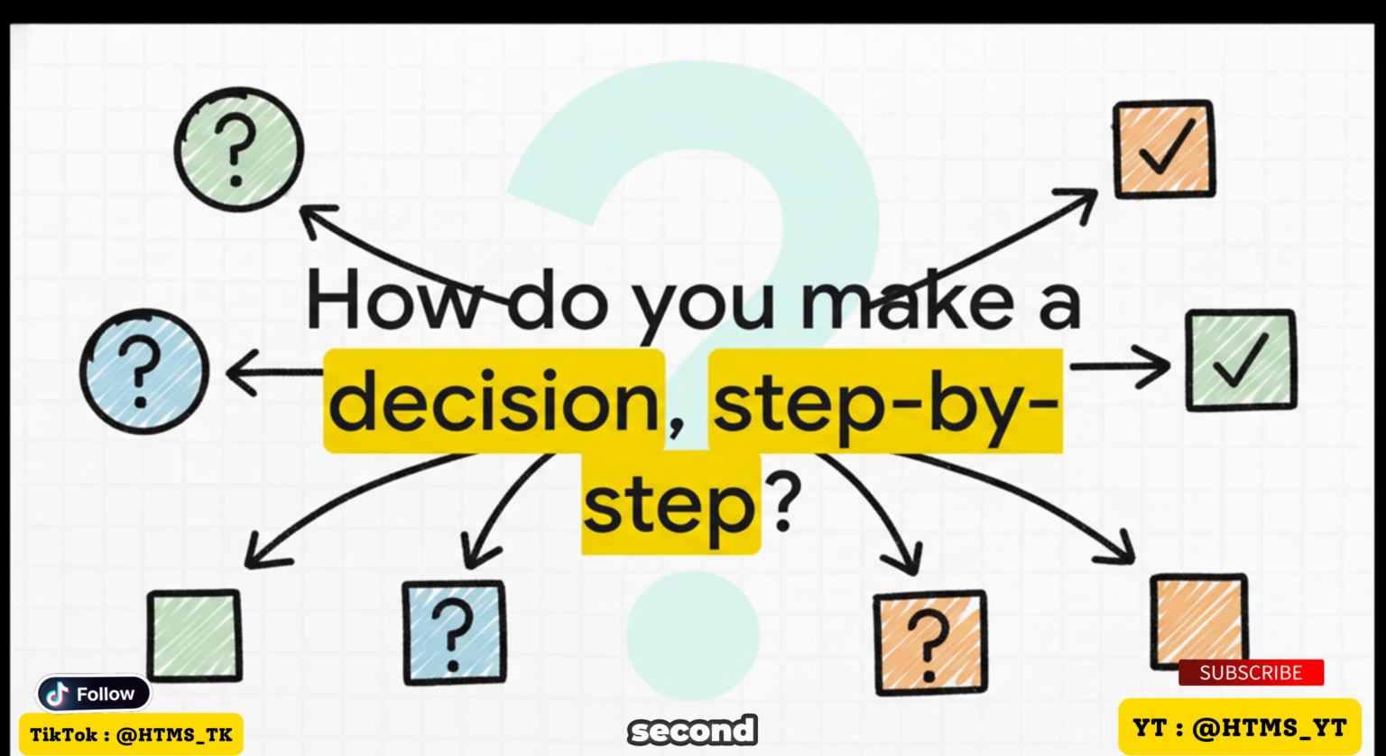Just think about it for a second. How do you actually make a decision? You probably ask a series of questions, right? One question kind of leads to the next, and then another, until you finally land on an answer. Well, if you can do that, congratulations. You're already thinking just like a decision tree.